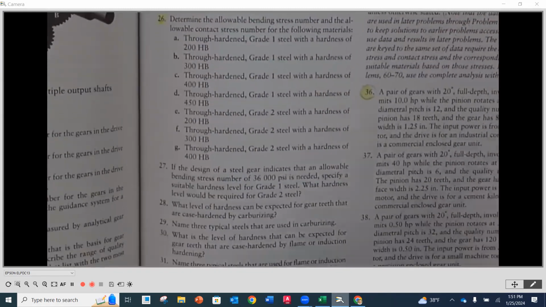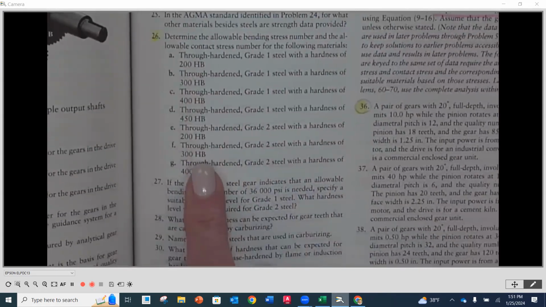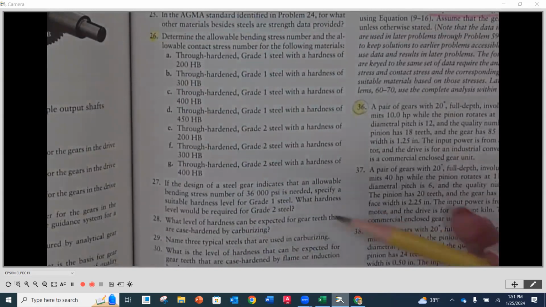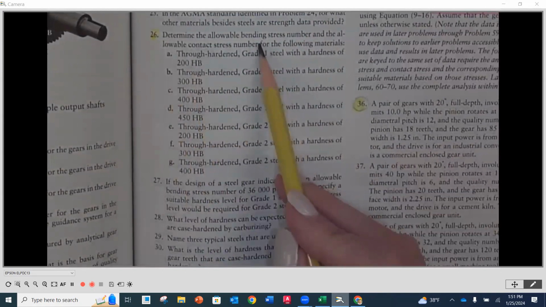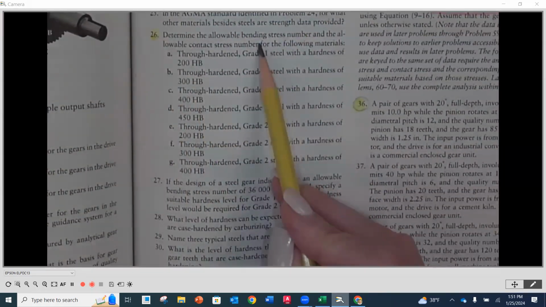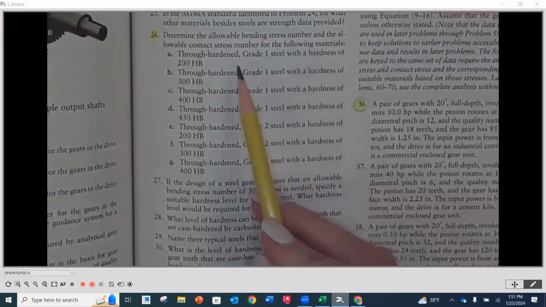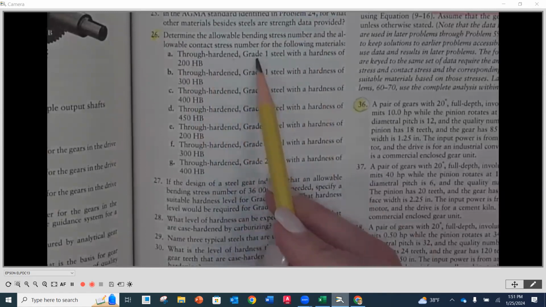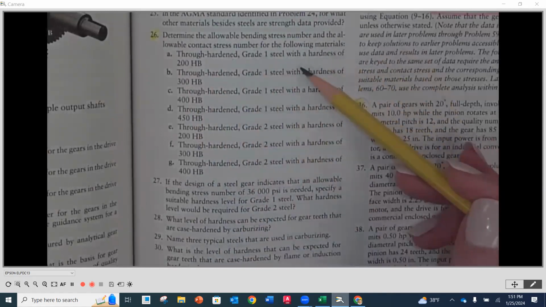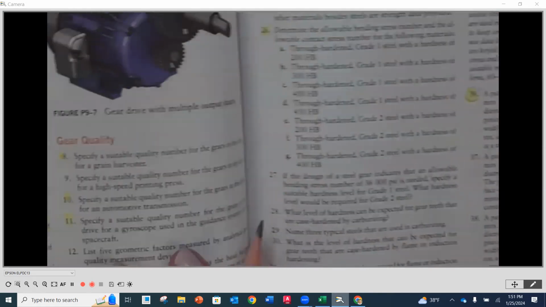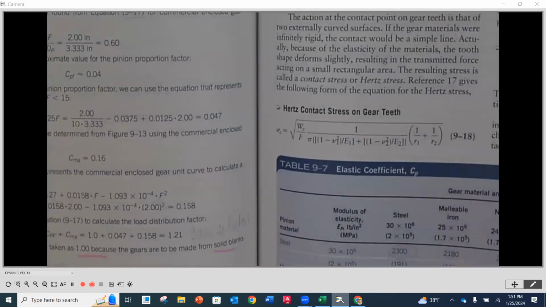Then the next one, number 26, it has all parts A through G. So 26 is multi-part, and you want to do all the parts. And it says determine the allowable bending stress number and the allowable contact number for the following materials. If you have a through hardened grade 1 steel that has a hardness level of 200 HB. So we're going to go back to those charts on page, I think it was 390.